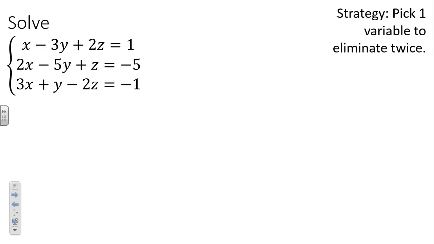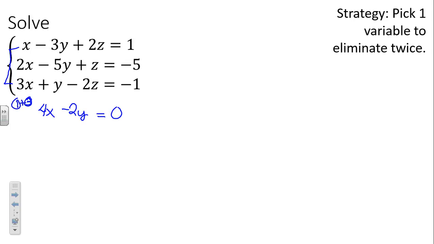So we're going to do that first. So we start by adding equation 1 plus equation 3. So we're going to get x plus 3x and a -3y plus a y. The z's go away and we get 0. Okay, that wasn't so bad. But now, that was adding these 2 equations together. Now we've got to use 2 different equations to eliminate z again.